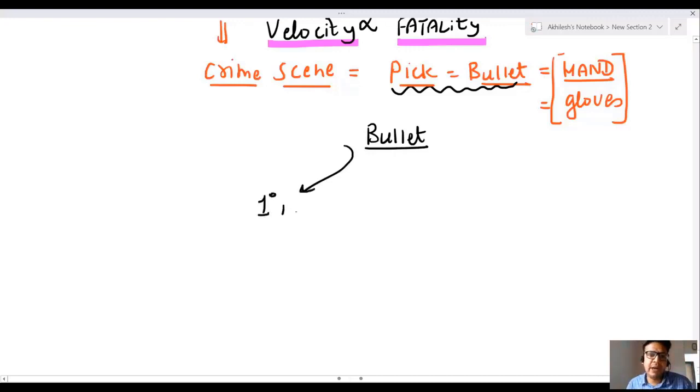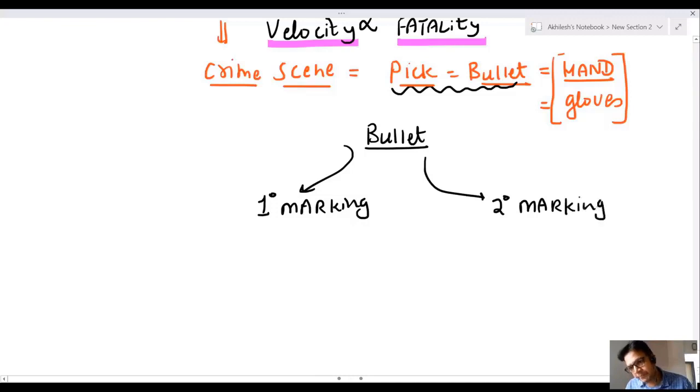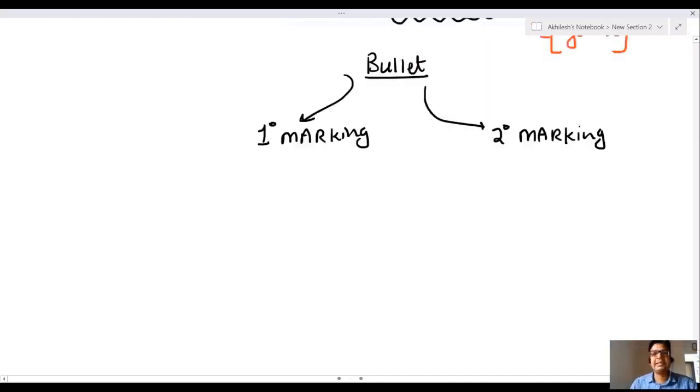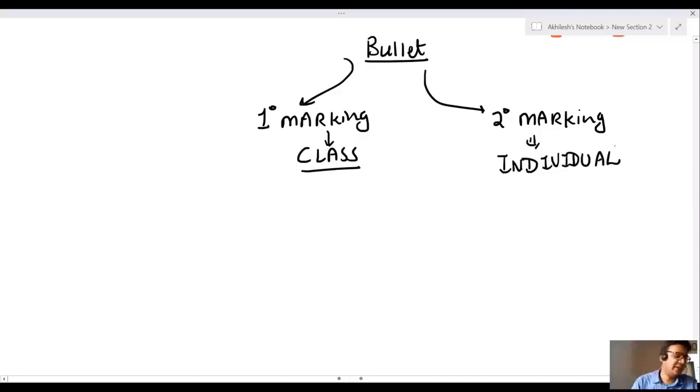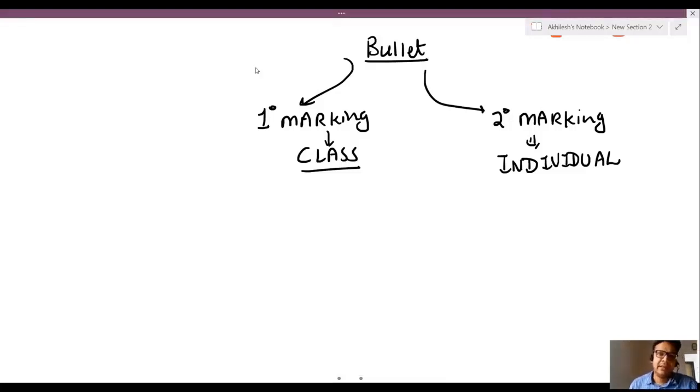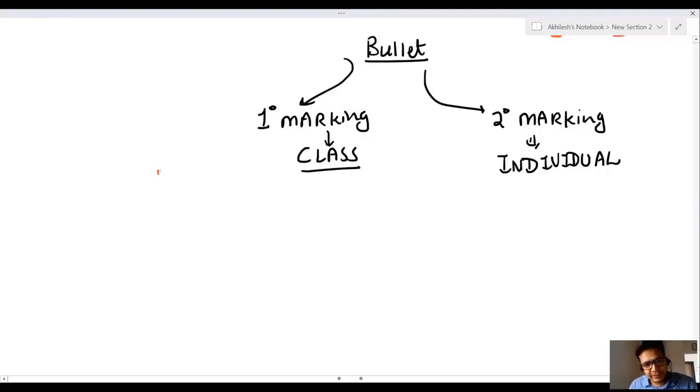Because every bullet has two markings. One is primary marking, another is secondary marking. Bullet has to be picked by hand only. Primary marking decides the class of a bullet, and secondary marking is the individual marking. Now, how do we differentiate this? Primary marking is decided by manufacturing specification.